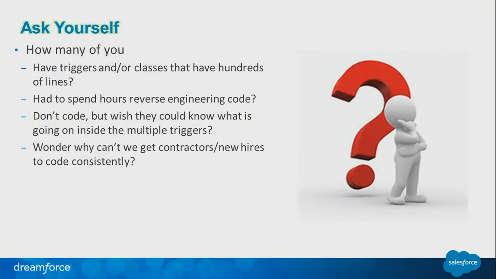So rhetorically, I'd like you to ask yourselves, how many of you have triggers or classes that have hundreds of lines just all jury-rigged together, and it's just a mess to look at? How many of you have had to reverse engineer code because of something that comes in and you're looking at this code and saying, what the heck were these people thinking? How many of you don't code but wish you knew what was going inside those triggers? I know everybody in here is not a developer, or at least I hope not. And how maybe you wonder why you can't get your contractors or new hires to code consistently.